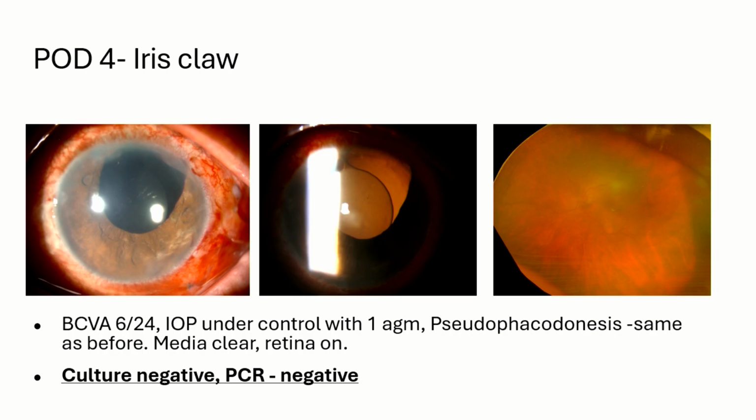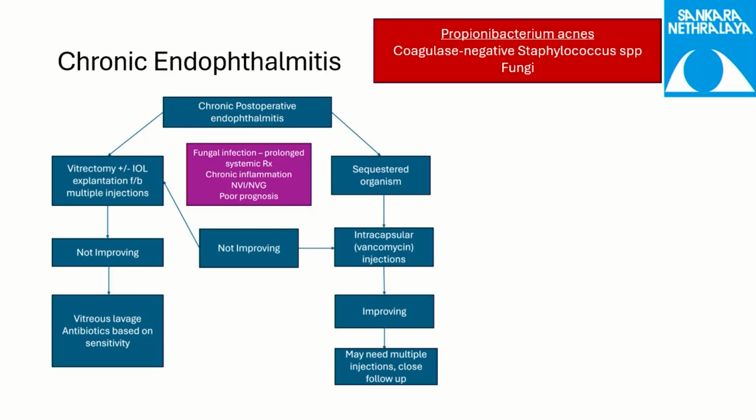And this patient at POD 4 improved to 6/24. The IOL was stable, but again with pseudophacodonesis, but he did very well. Again, culture negative and PCR also negative. So in chronic cases, our threshold for vitrectomy is very low because of the organisms mainly. But if it is P. acnes, a sequestered organism, we can still give intracapsular injections.